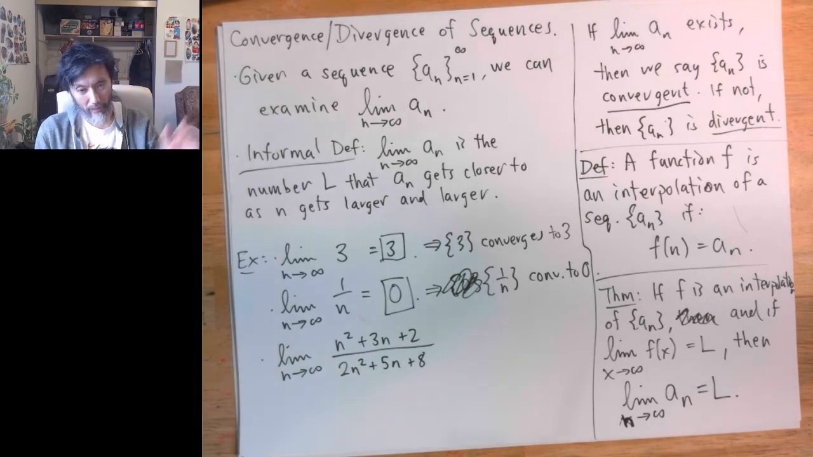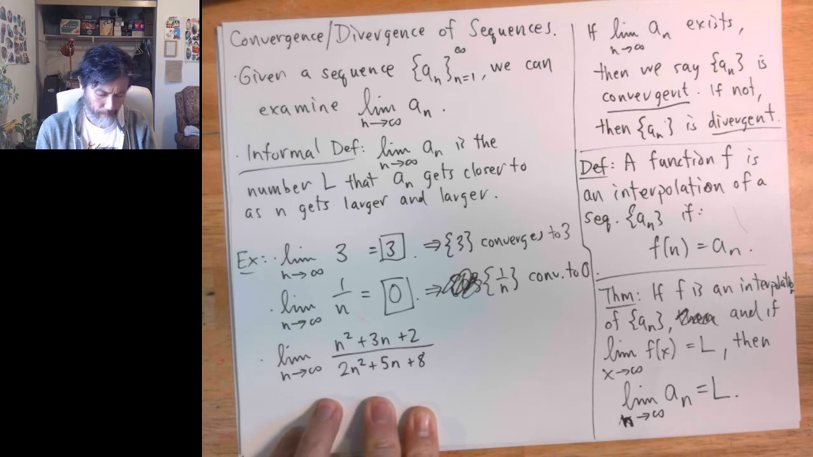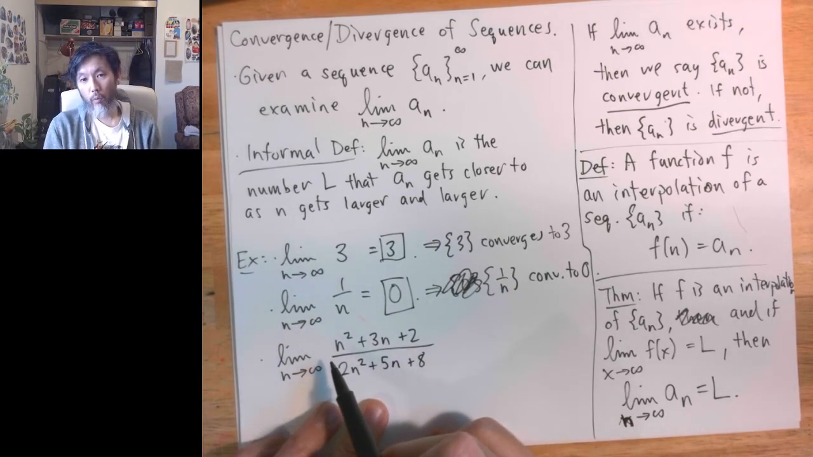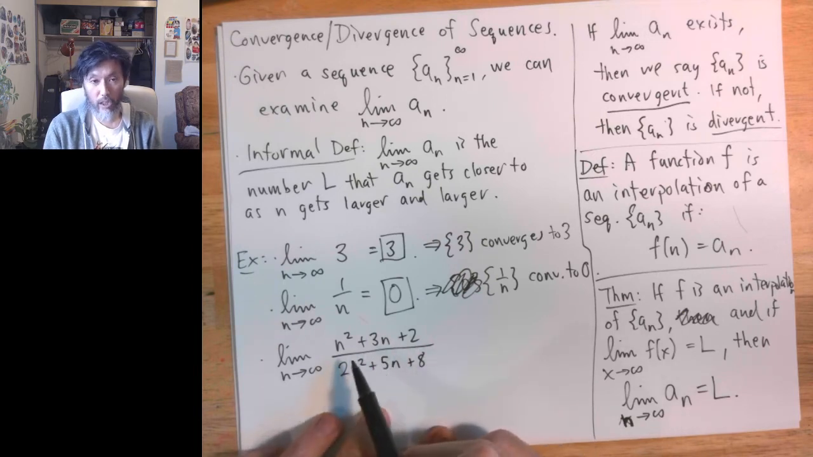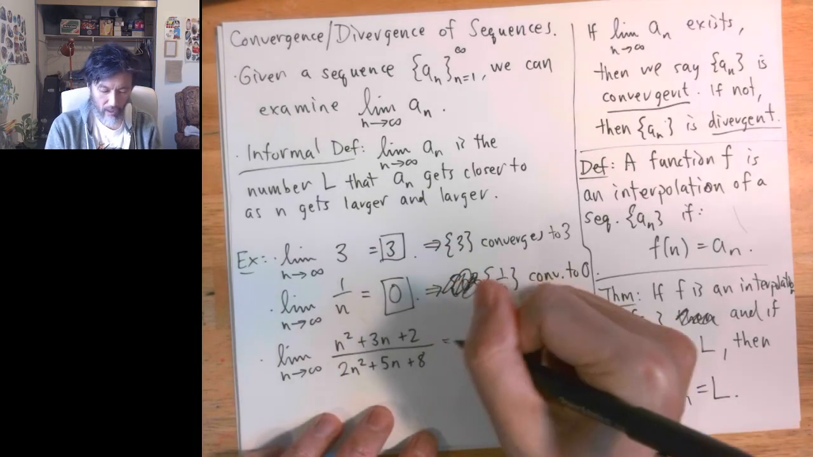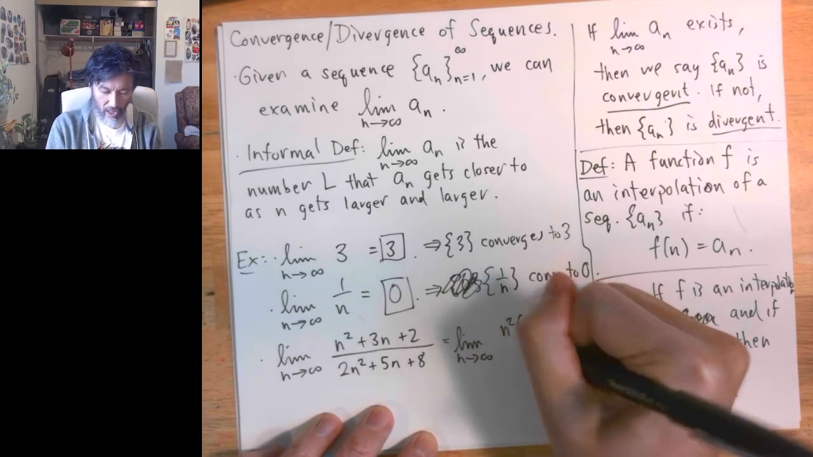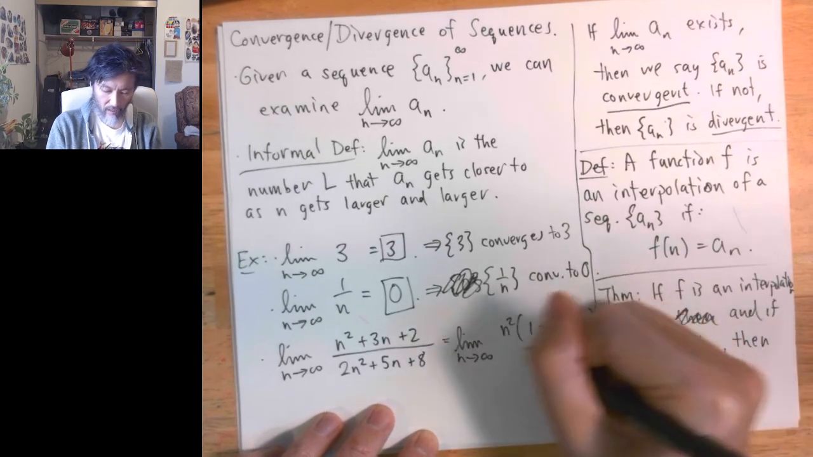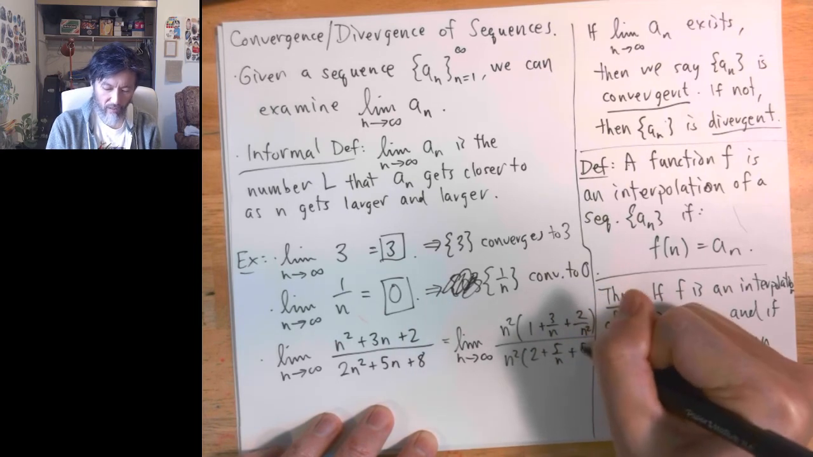But a simpler way of doing it is just to work with this in a straightforward way and use your common sense. We've done this before, and we'll do it again and again, so make sure that you understand what's happening. This is a rational expression in n, so we're going to factor out the highest degree term in the numerator and denominator to get that this is equal to n squared times 1 plus 3 over n plus 2 over n squared, divided by n squared times 2 plus 5 over n plus 8 over n squared.